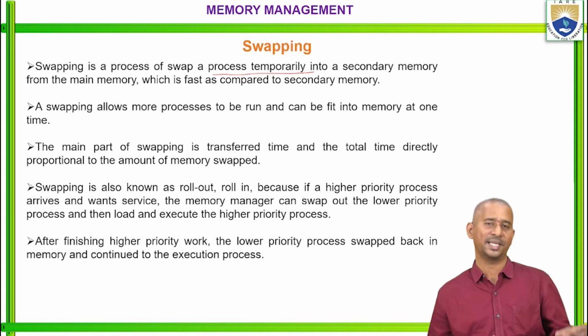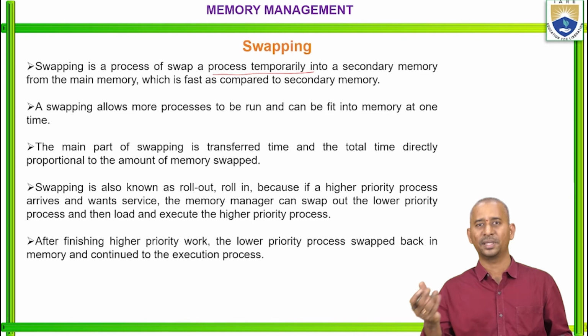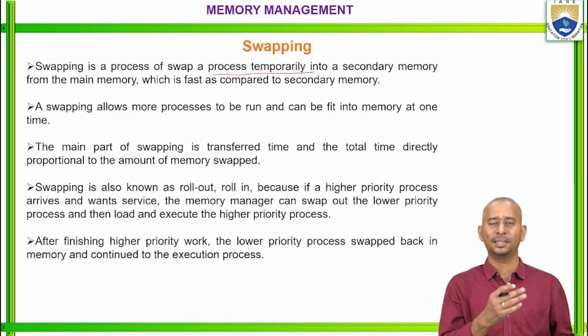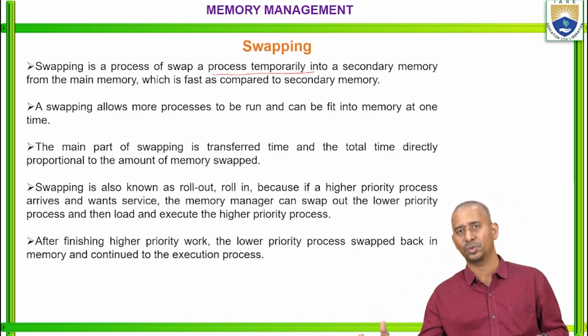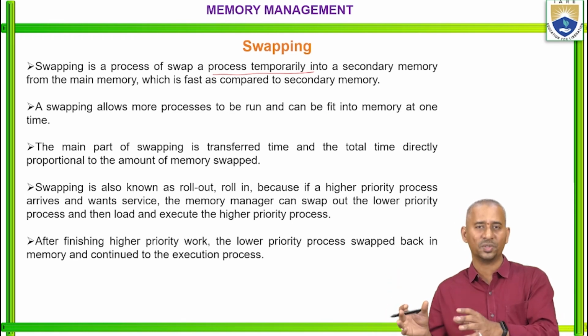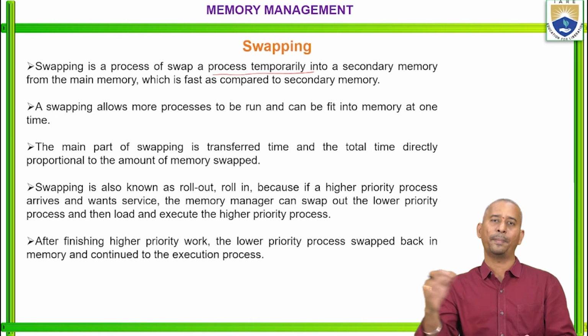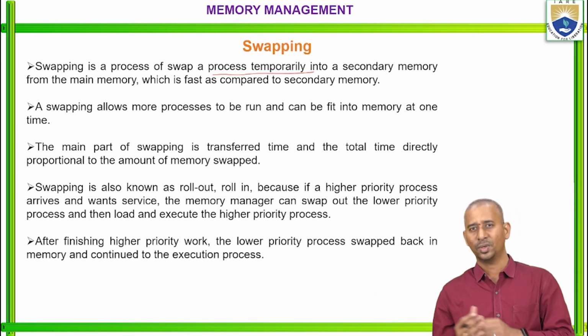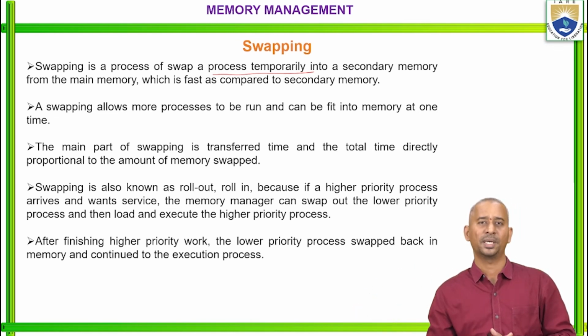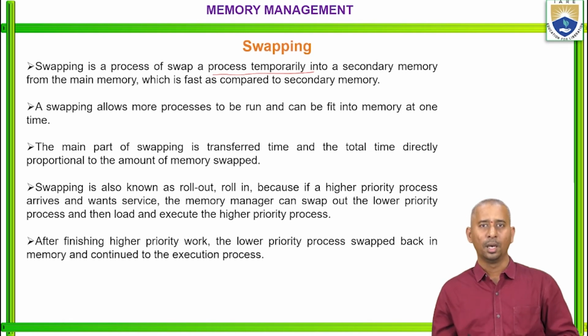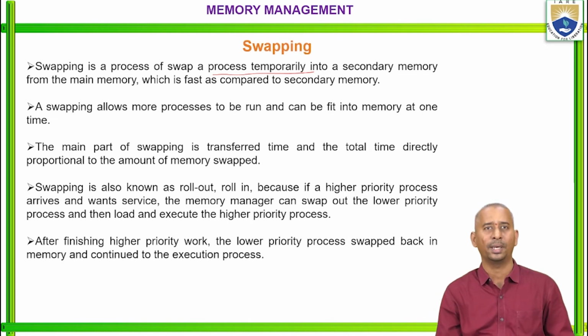That particular process resides in the primary memory. Which process has the lowest priority? Then automatically the processor swaps out that process to the backing store, and the process we need to execute is swapped from the backing store into the primary memory. Here we can call it the concept of roll out and roll in. So swapping allows more processes to be run and fit into the main memory at one time.